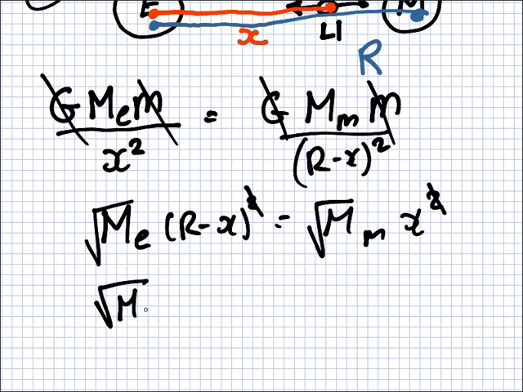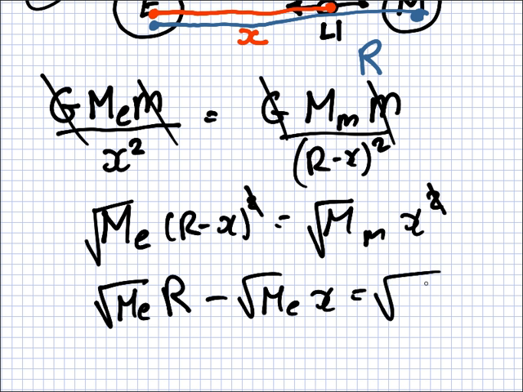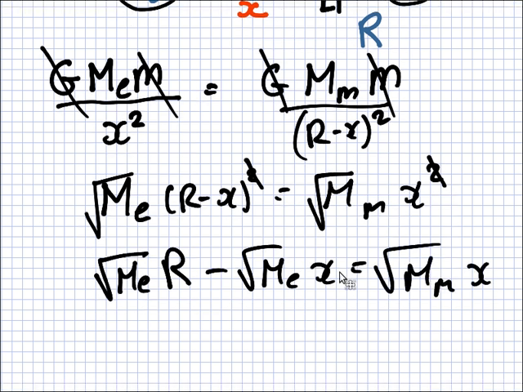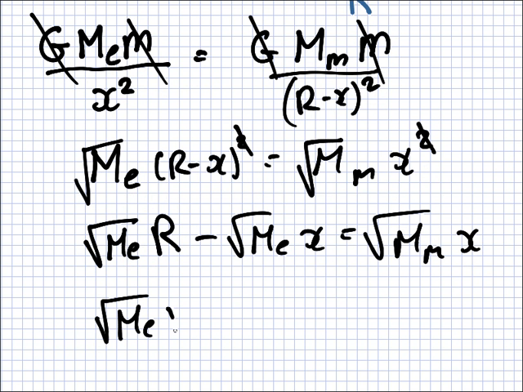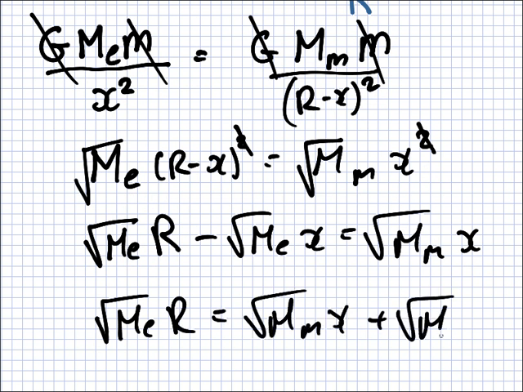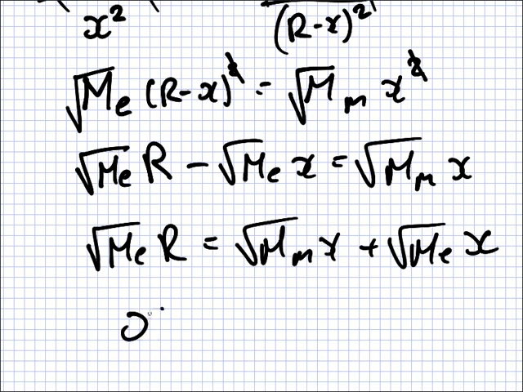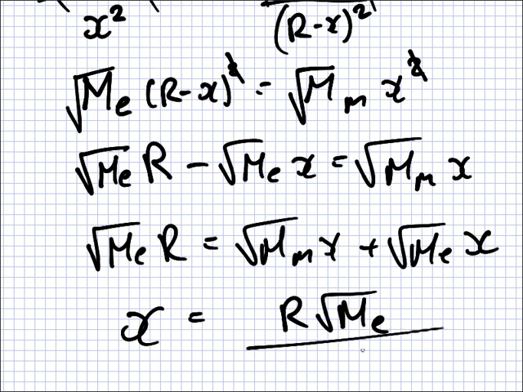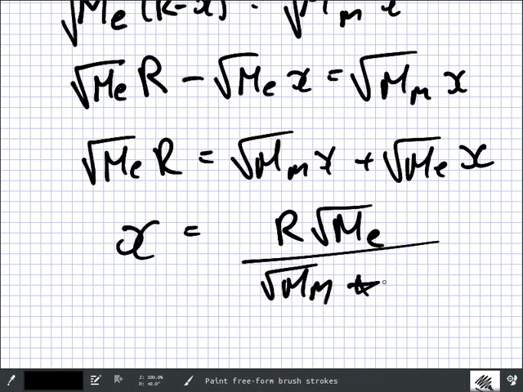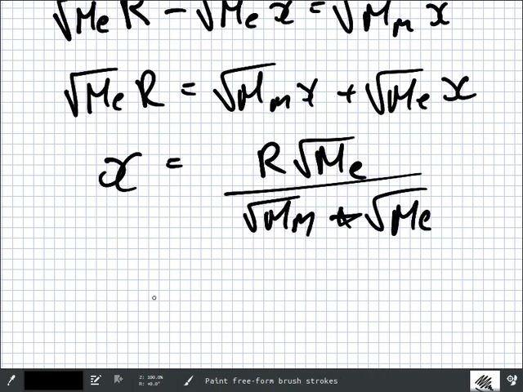So root mass of the Earth R minus root mass of the Earth X equals root mass of the Moon X. So that means root mass of the Earth R equals root mass of the Moon X plus root mass of the Earth X. So X would be R times root mass of the Earth over root mass of the Moon plus root mass of the Earth. So Siva, what does it say in the question the distance between the Earth and the Moon is?